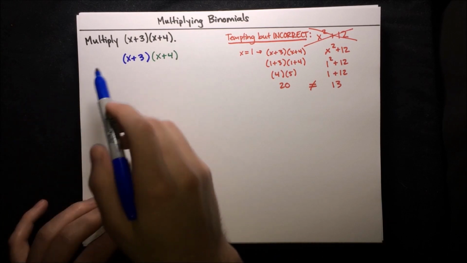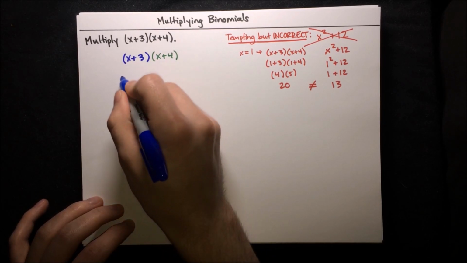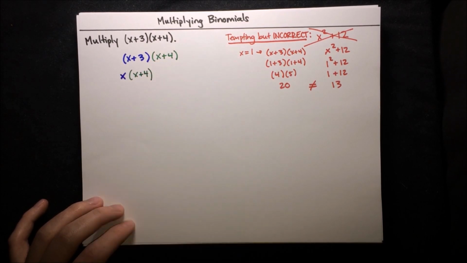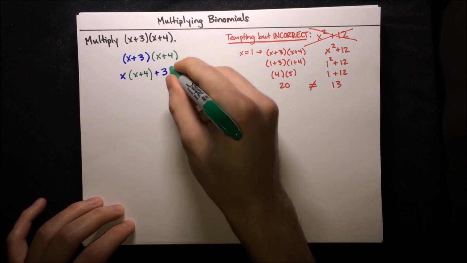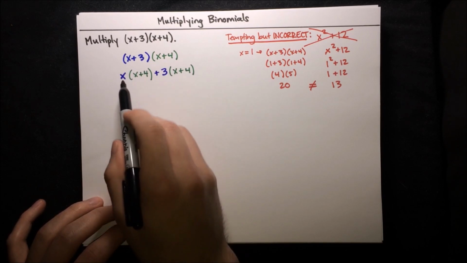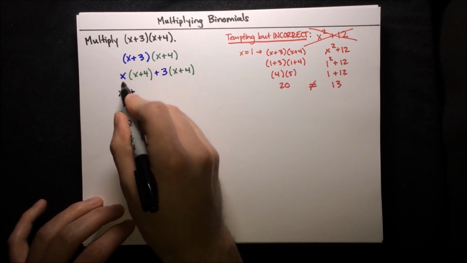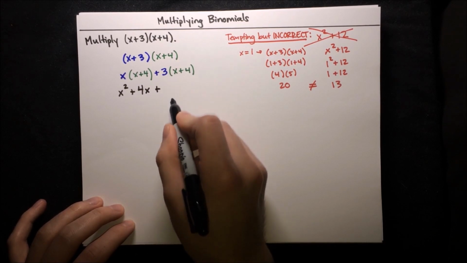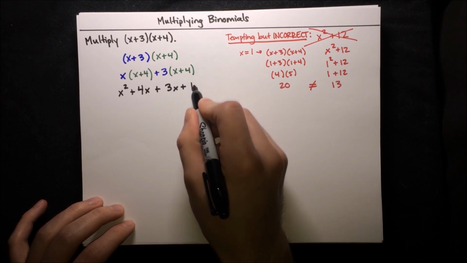Now applying the distributive property, we have that the sum x plus 3 times this binomial is equal to x times that binomial x plus 4, plus 3 times that same binomial x plus 4. And now we can go ahead and multiply through. So this becomes x times x, which is x squared, and then plus x times 4, which is 4x, and then plus 3 times x, which is 3x, and then plus 3 times 4, which is 12.